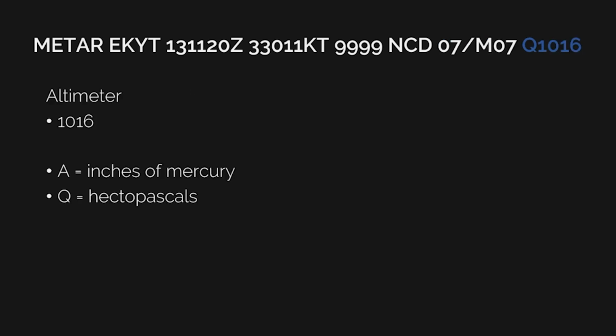The last is the altimeter. Some countries use A and some use Q. A indicates inches of mercury and Q indicates hectopascals. In this example, the altimeter is 1016.